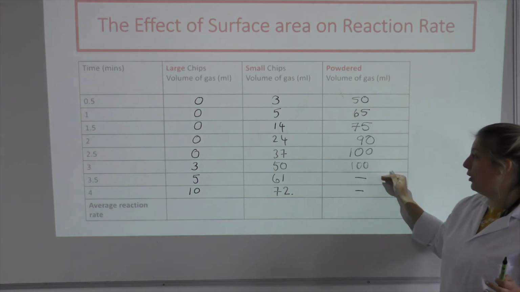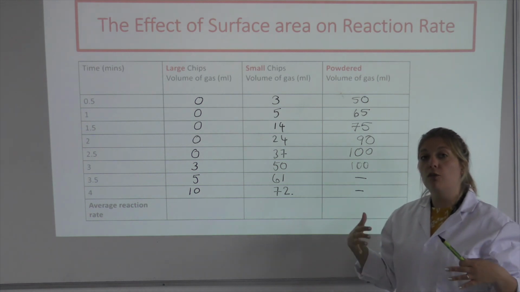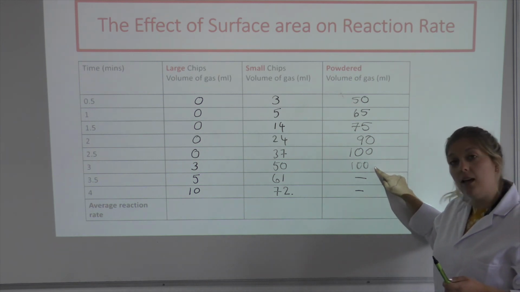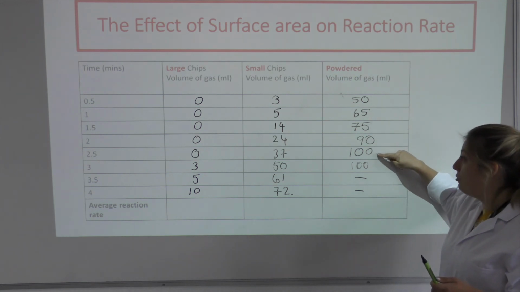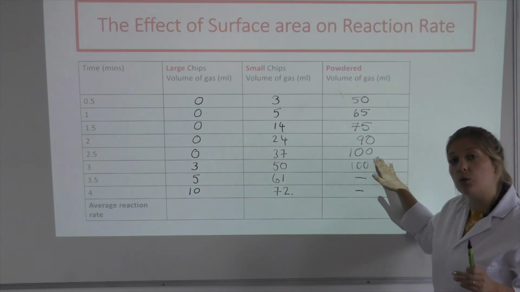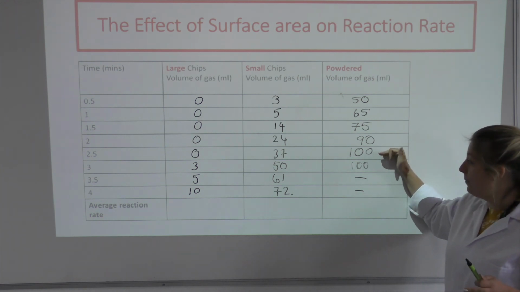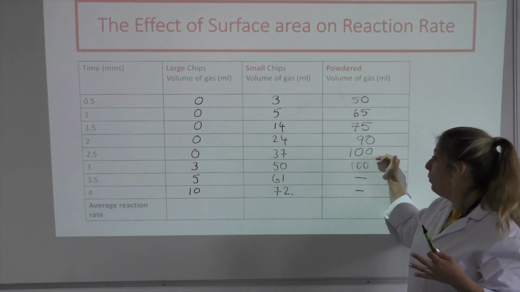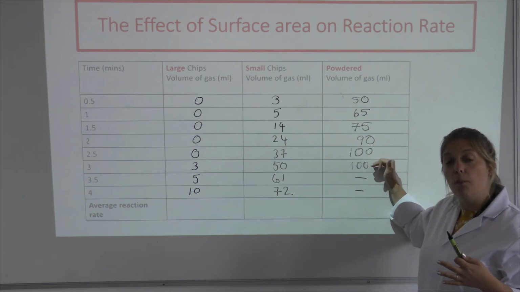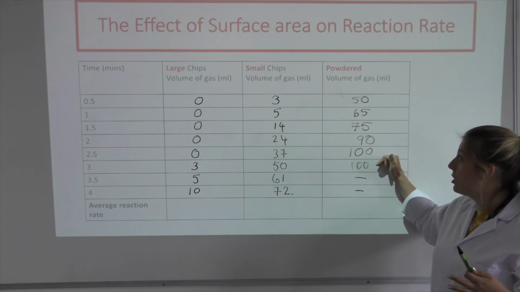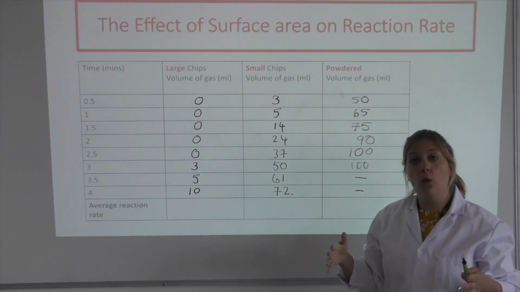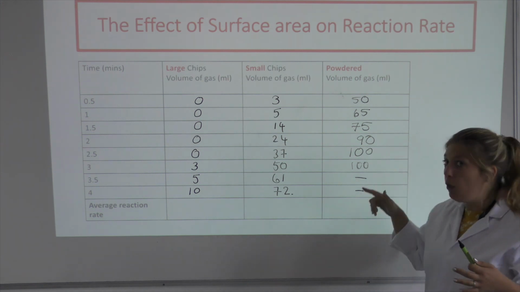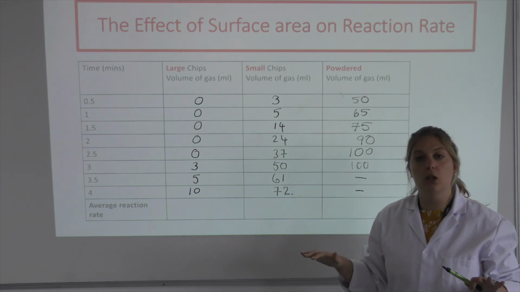And our powdered, the reaction was so very, very fast that after 3 minutes, 100 mils of gas was produced, but that was after 2.5 and 3 minutes. Now, there is a reason why it seems the reaction has stopped here, and that's not because the reaction rate was slower for any reason. It's actually because the reactants had been completely used up.